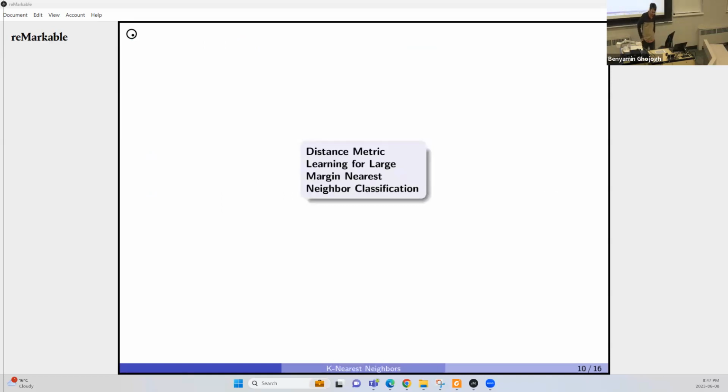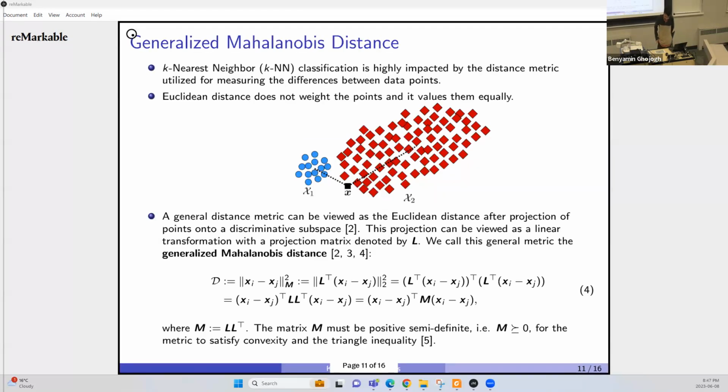Now, a bit more complicated. Distance metric learning for large margin nearest neighbor classification. Let's talk about generalized Mahalanobis distance.